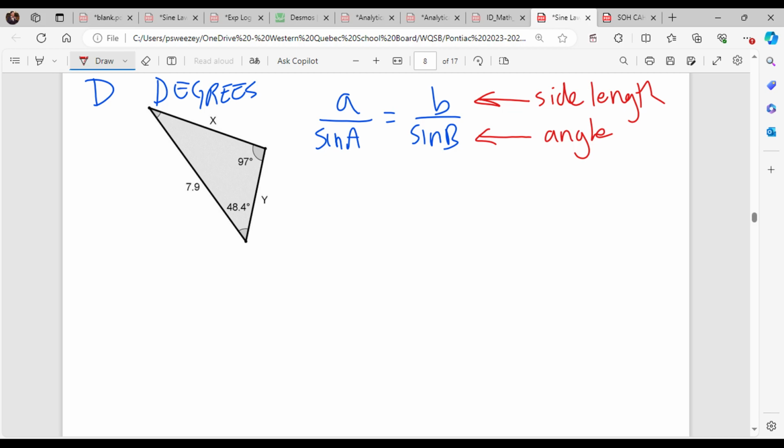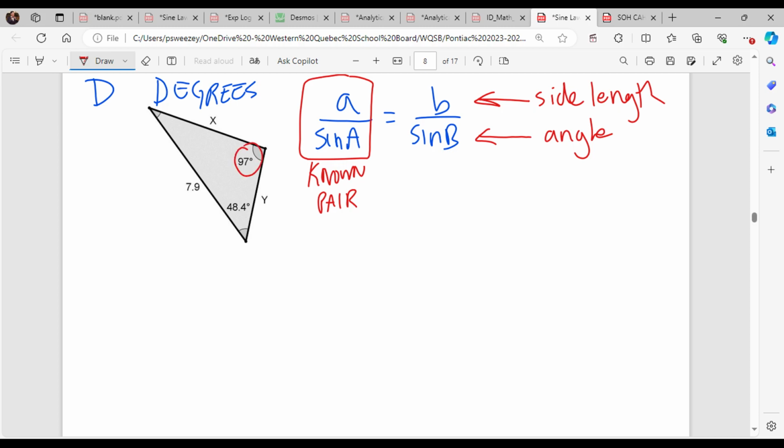So, side lengths on top, angles on the bottom. Now, for those that may have struggled with this in the past, the key to this formula is just that guy right there. I need to find a known pair. And what I mean by a known pair is angles that are opposite a side length have a relationship. Let's call those like pairs.